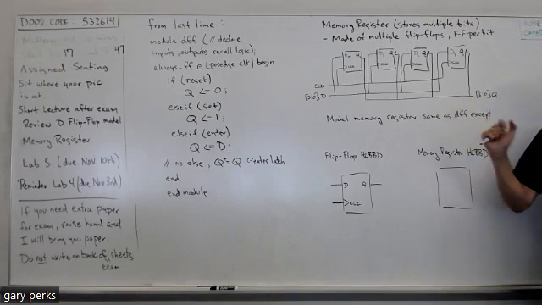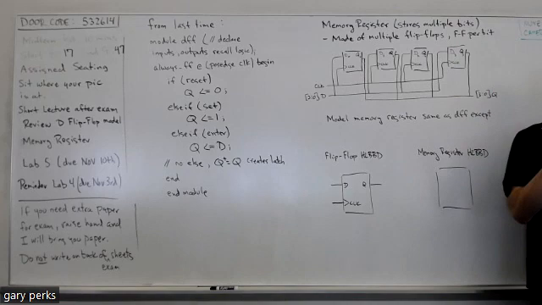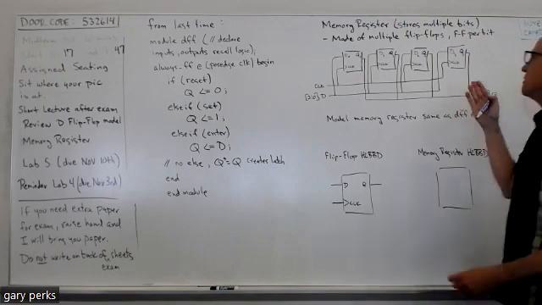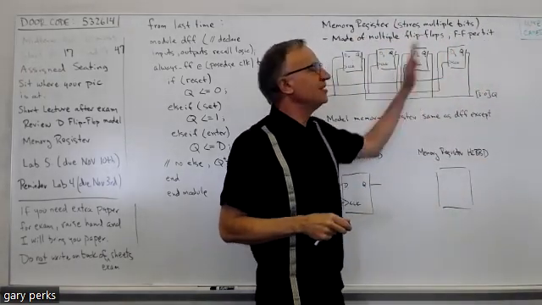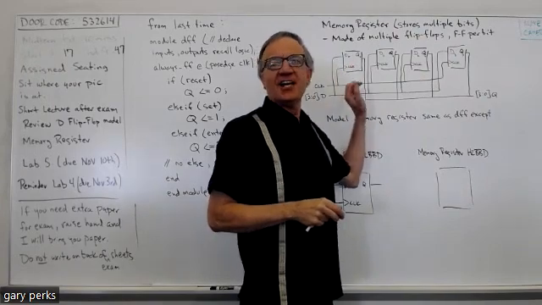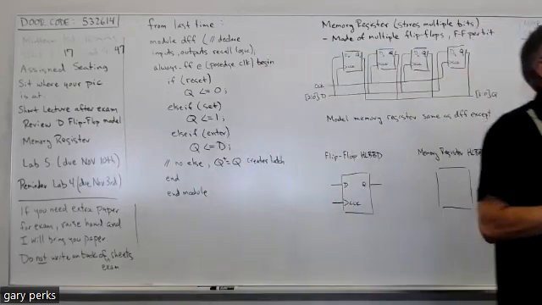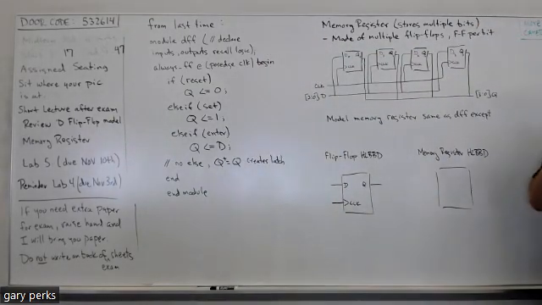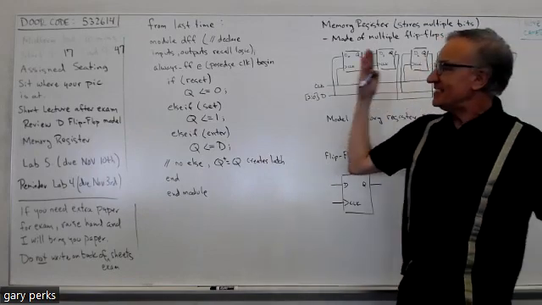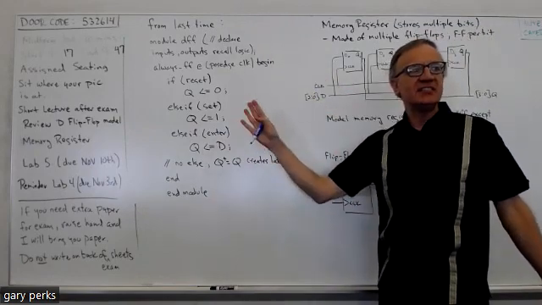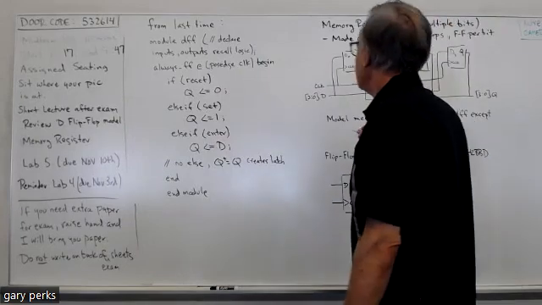Now to model this in SystemVerilog, you could do the same approach that we did with the RCA, the ripple carry adder. Remember, after you modified it for Lab 4, you had all half adders, and we connected these all up. We're not going to do it that way this time. We're going to let the software do the work. A simple way to model this memory register in SystemVerilog is to take the same exact code that's modeling the D flip-flop and just do this.